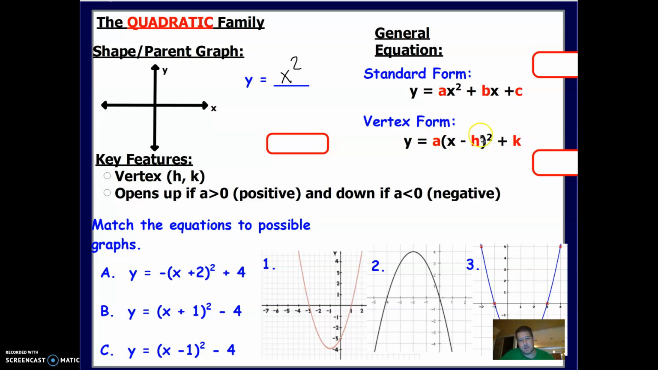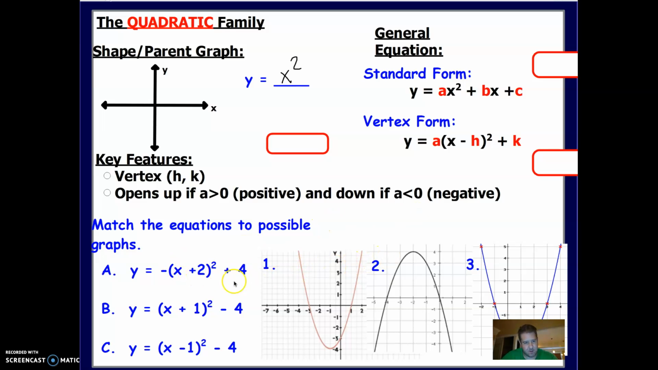You'll notice that it's basically the same thing for all functions: the inside of something is always the left or right, and the outside of something is always the up or down. So this is left 2, up 4. Left 2, up 4 will be like this one, and you know it's facing down because this negative tells me that it's going down. So this one's definitely A. B was left 1, down 4, but it's facing up because a is 1, so this one's B. Right 1, down 4 is this one, and it's also facing up, so this one is C.